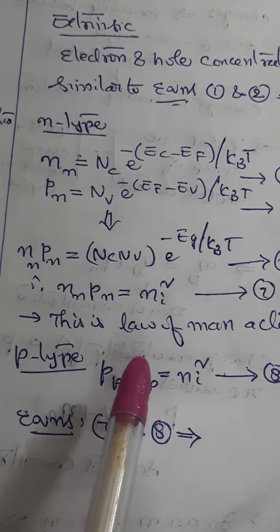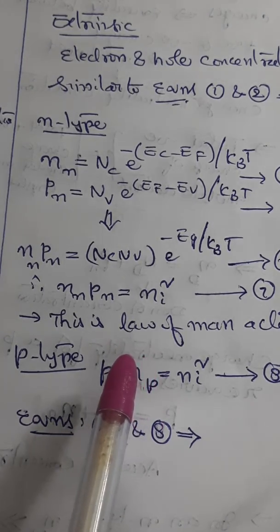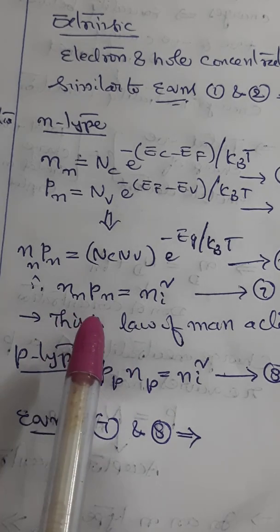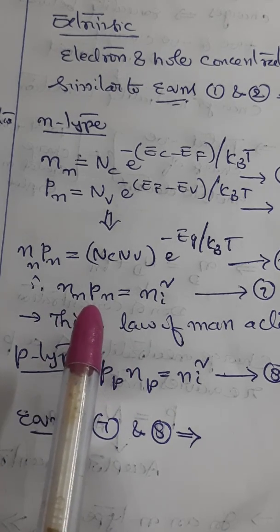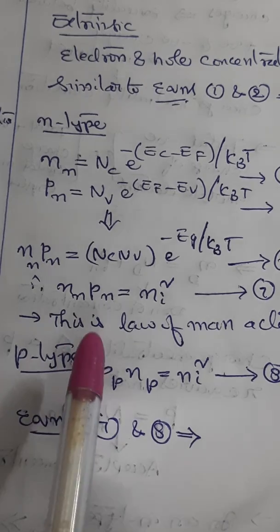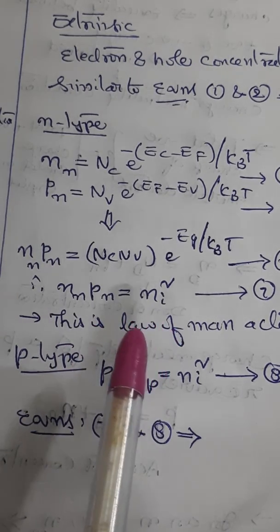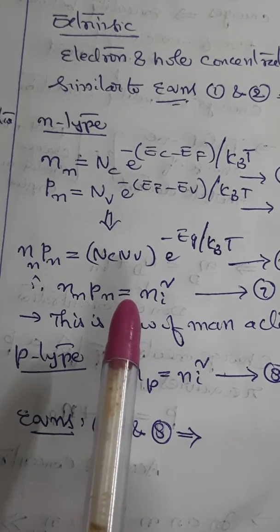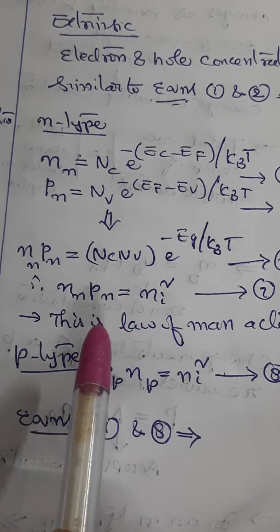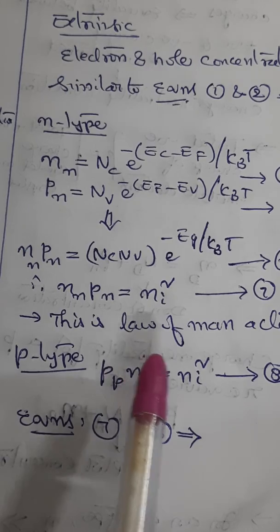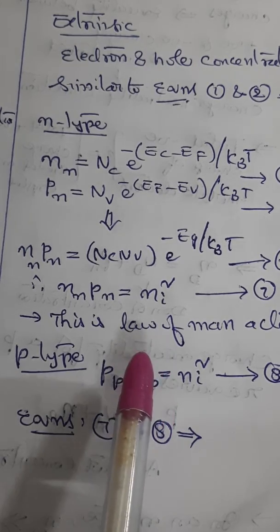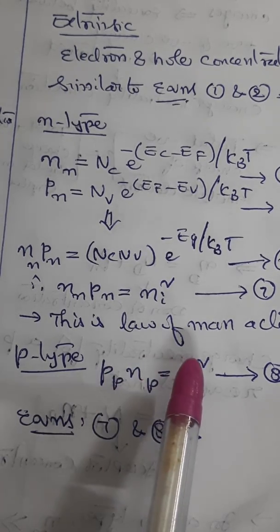This law of mass action is a very important relation because it is used in conjunction with the charge neutrality condition. I will explain the charge neutrality condition a little bit later. Right now imagine that there is a charge neutrality condition. So in conjunction with the charge neutrality condition, it enables us to calculate the minority carrier concentration.